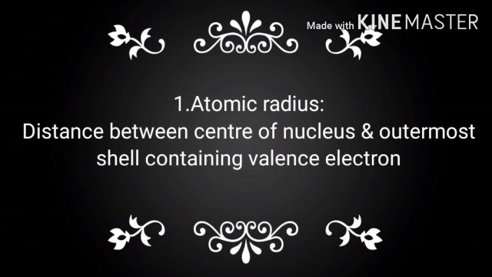First one, atomic radius. Atomic radius of an atom is defined as the distance between the center of its nucleus and the outermost shell containing valence electrons. We cannot measure atomic radius directly from the radius of an isolated atom.